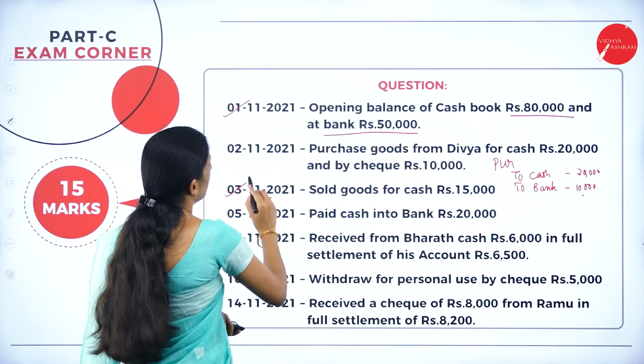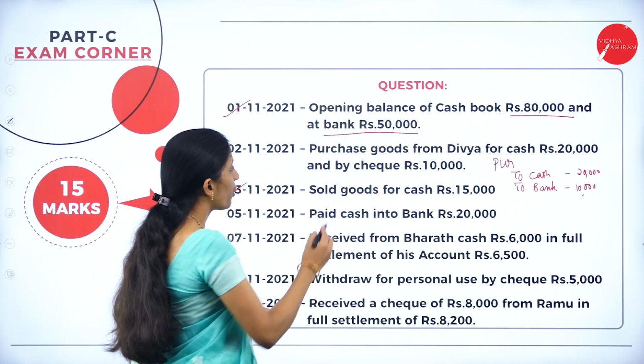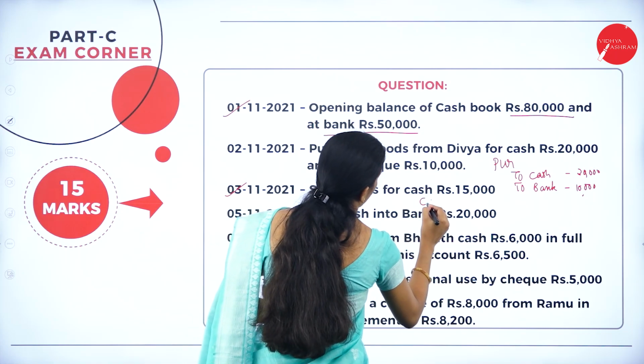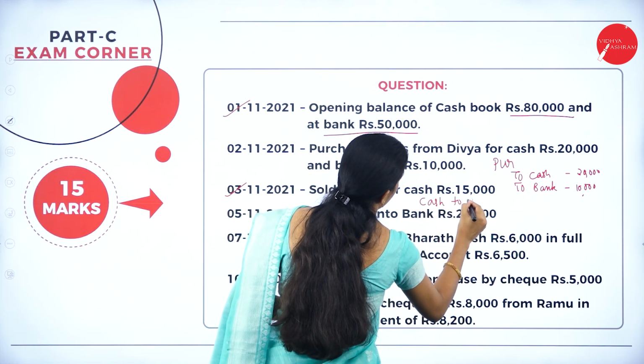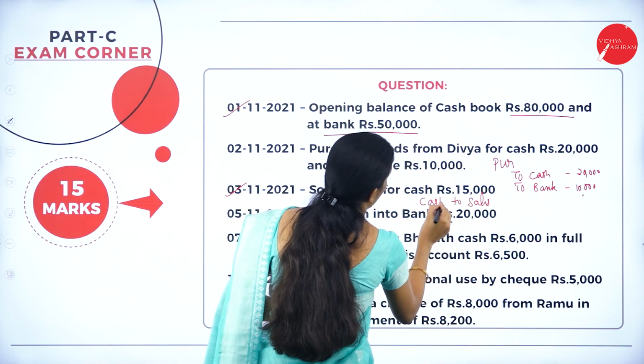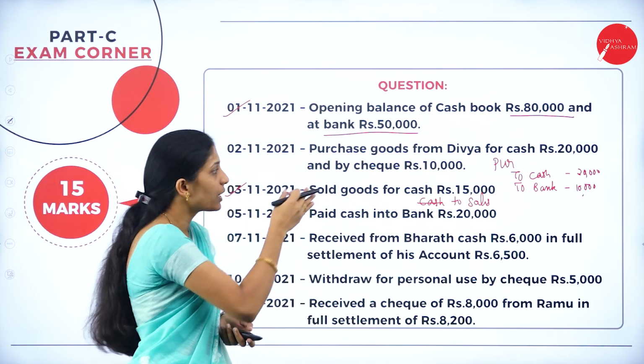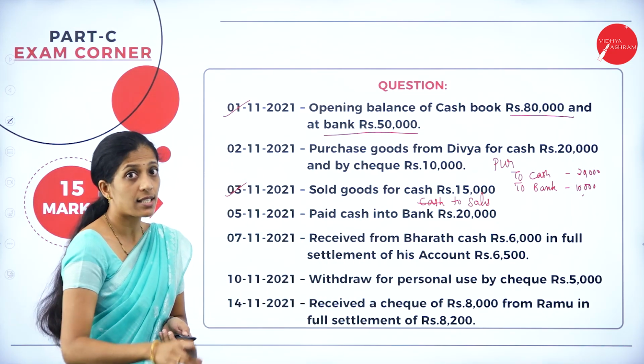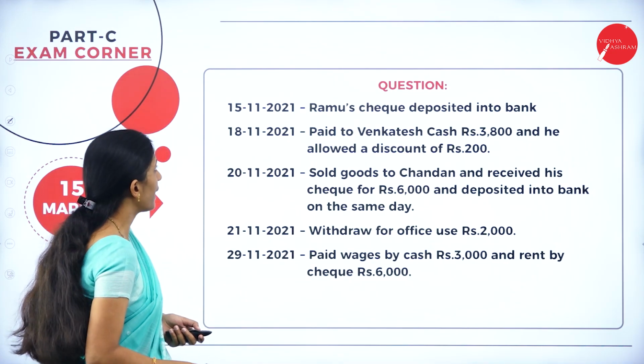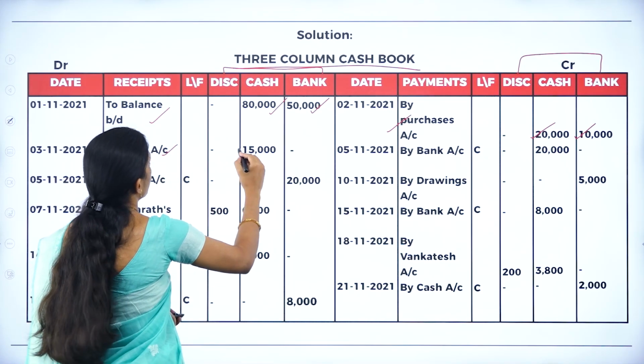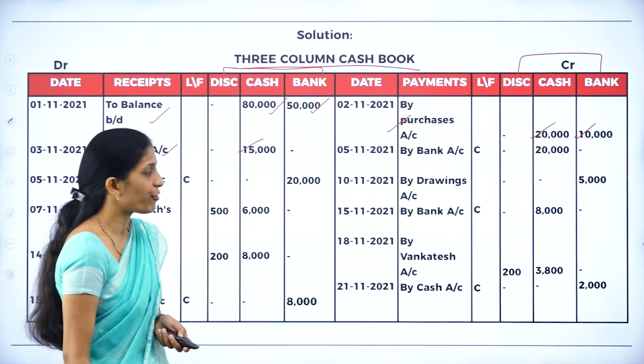Next one, sold goods for cash. What is your entry? Cash to sales. So leave this cash account because we are preparing the cash book. Remaining is what? To sales, but you write the amount in the cash column. So to sales, write the amount in the cash column, 15,000.